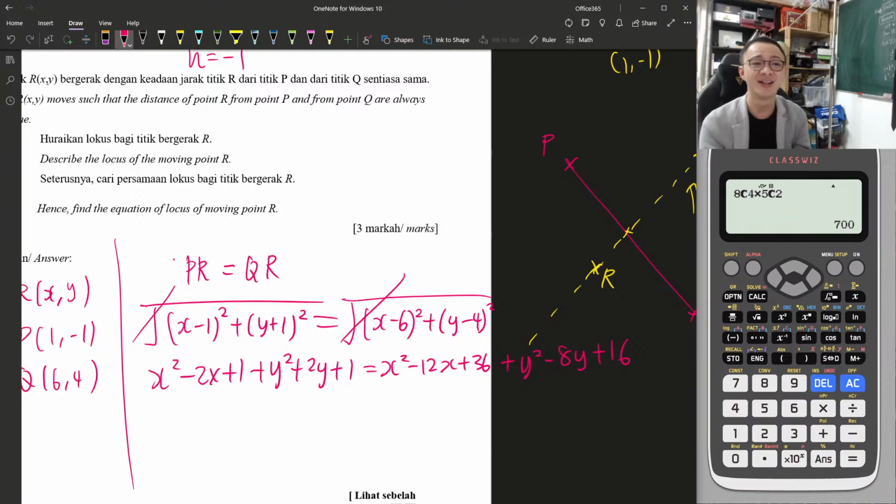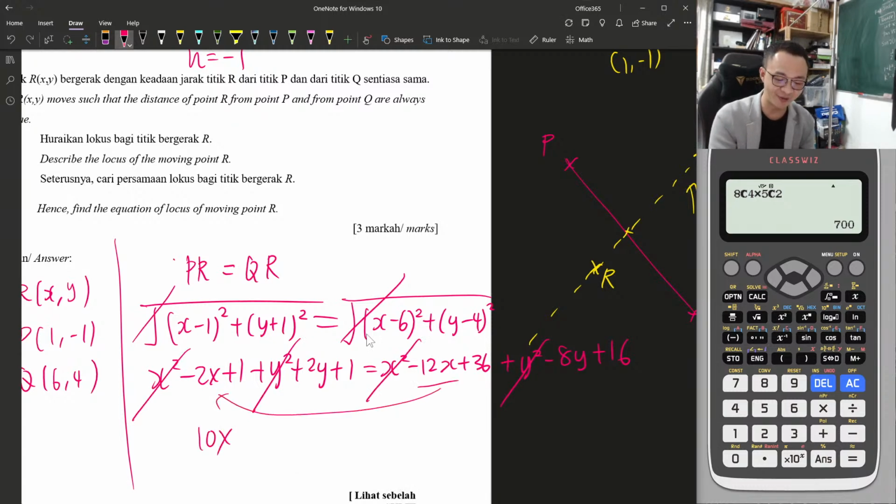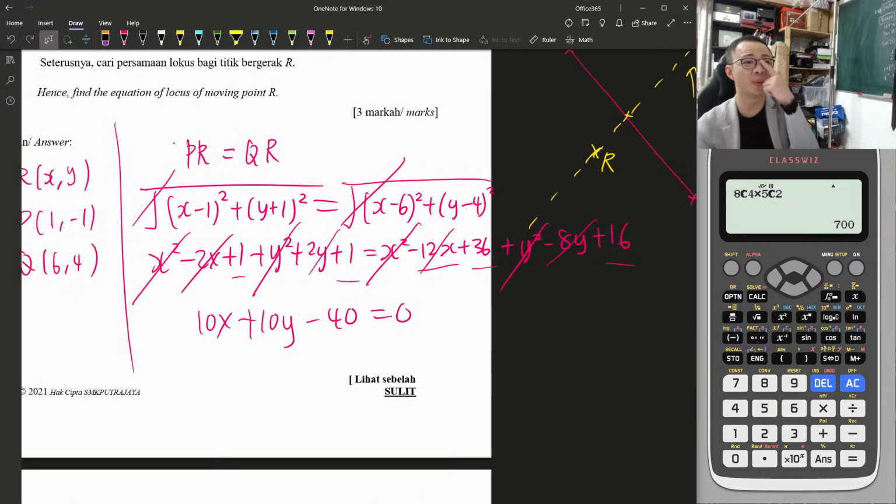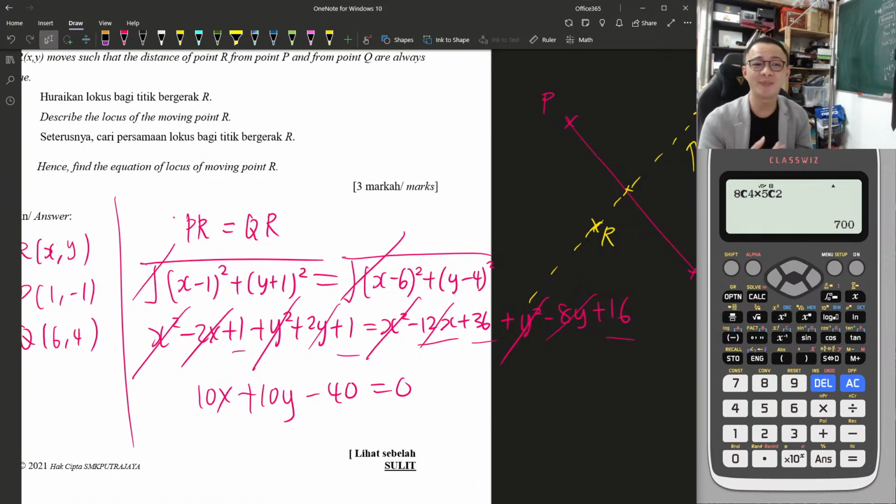Because this one is a straight line, you should expect your equation doesn't have x squared and y squared, because the perpendicular bisector is a straight line. So x squared and x squared cancel out, y squared and y squared cancel out. 12x I move to the other side, plus 12x, so I get 10x after simplifying. Then for y I have negative 8y, move to that side, plus 8y, so I have 10y. Here I have 2, here I have 52, so minus 50 equals 0. All right, this is my equation. This equation is the perpendicular bisector of P and Q. Okay, so I hope you get it.